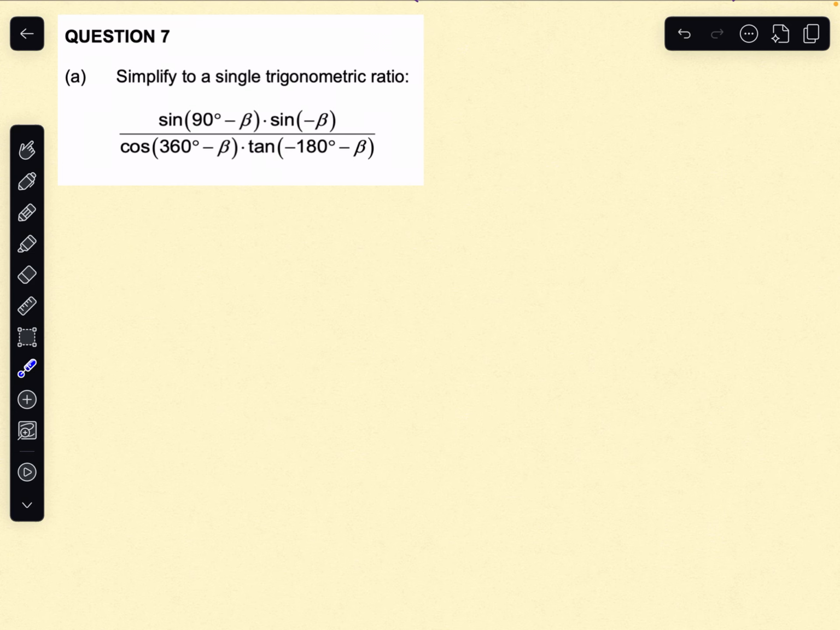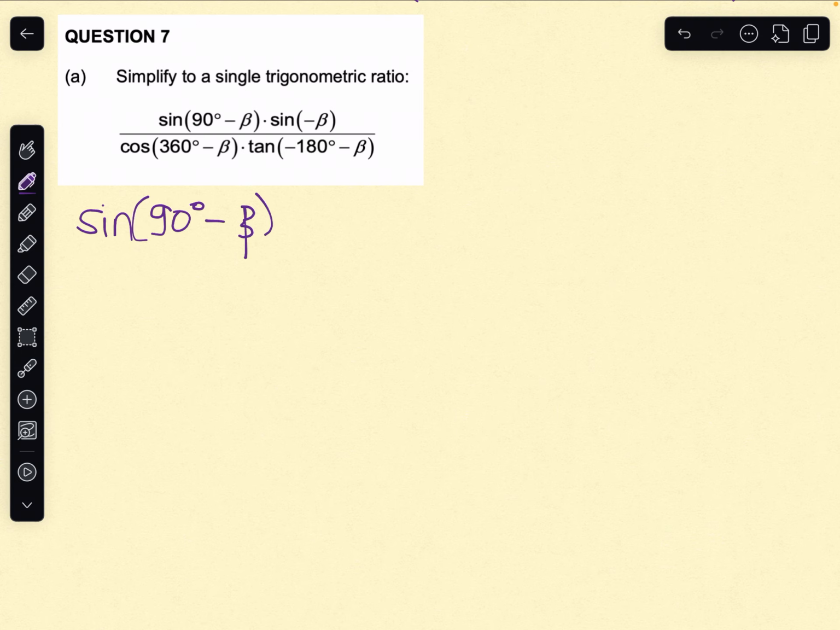Right, now we've got the angles 90 minus beta, negative beta, 360 minus beta, minus 180 minus beta, all different angles, but they all share this beta in common. So if we can express all of them as ratios of beta, that will help us to simplify the expression, because right now we can't cancel anything, because they're not talking about the same angle. Right, so let us eat the elephant one bit at a time.